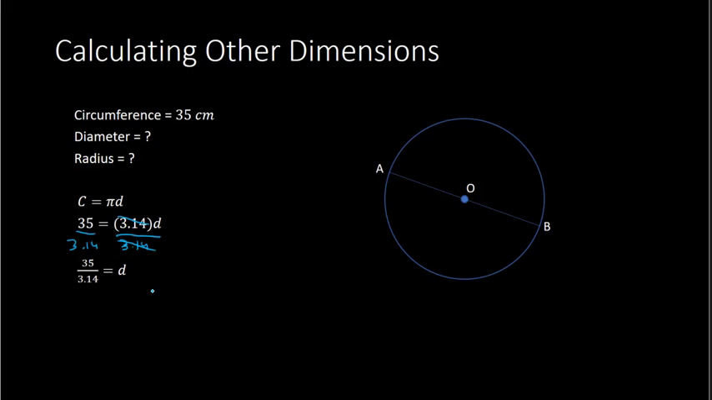If you type this in your calculator, you will get an answer of 11.15 centimeters. And this answer is rounded to the nearest hundredth place. So the distance all the way across from A to B is 11.15, which means the radius is half of that. So I can take 11.15 divided by 2 to get approximately 5.575 centimeters for the radius.